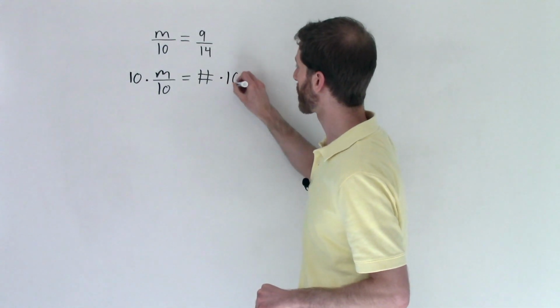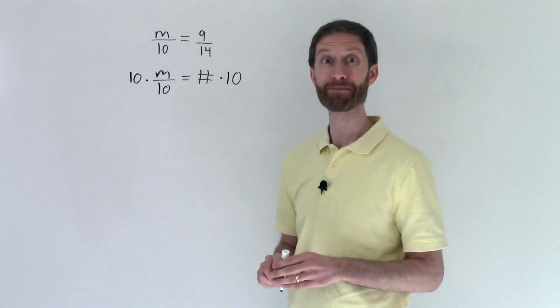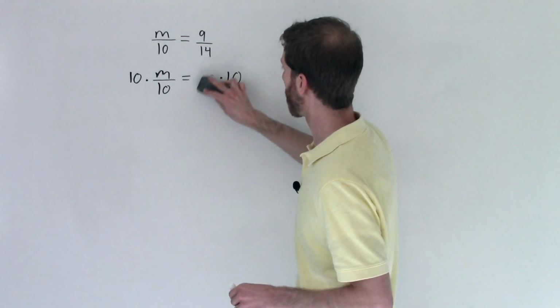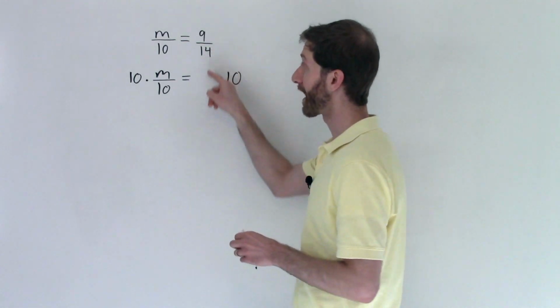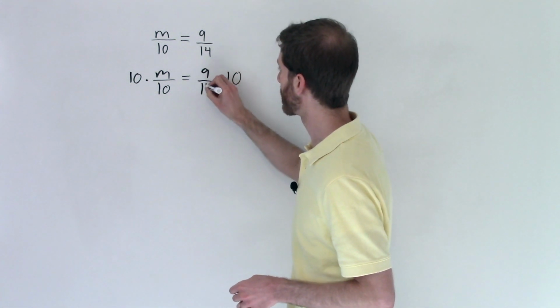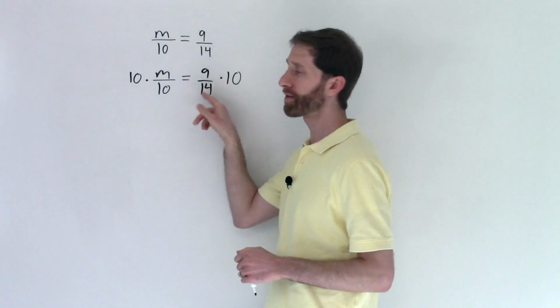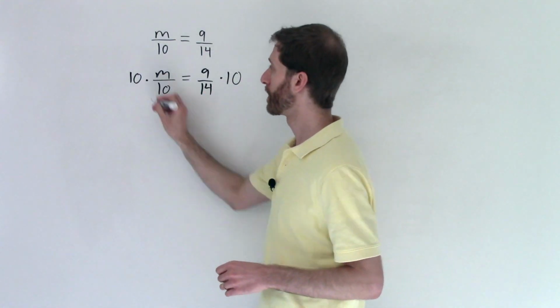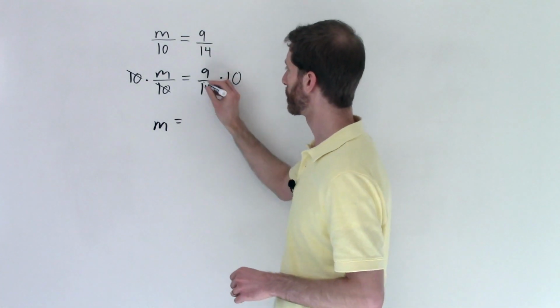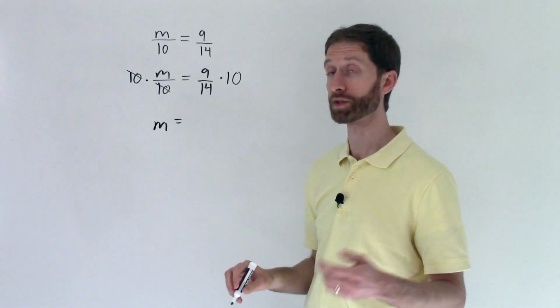So you'd get number times 10. Well, okay, so what does that mean in terms of what we're doing here? Well, the only difference is that number, I'll erase that, is 9/14. So we're going to multiply both sides of the equation by 10. And yeah, there happens to be a fraction there, but we can deal. The 10s divide out, and you're left with m is equal to 9/14 times 10, which we'll simplify now.